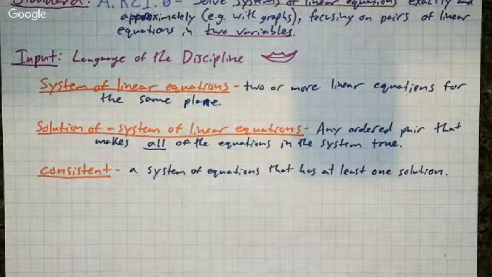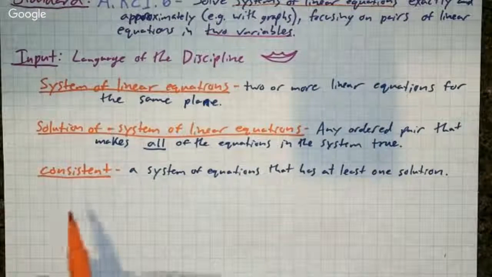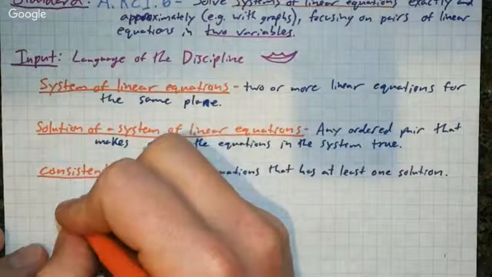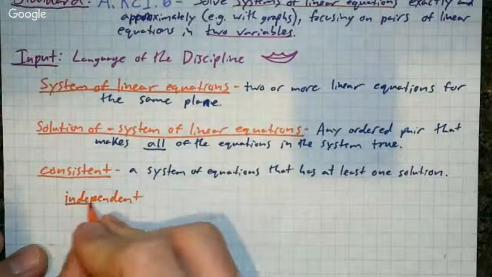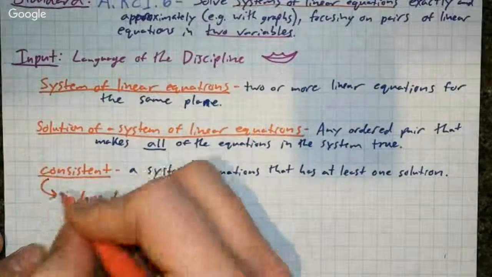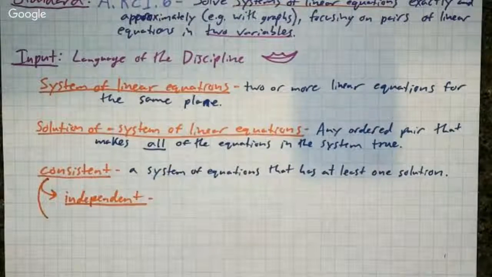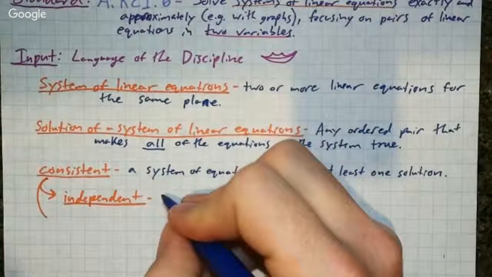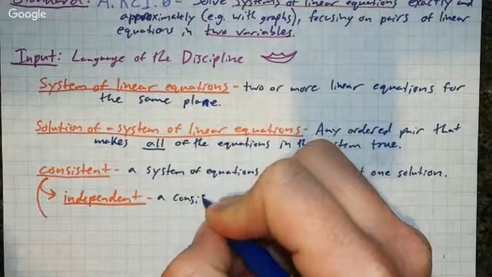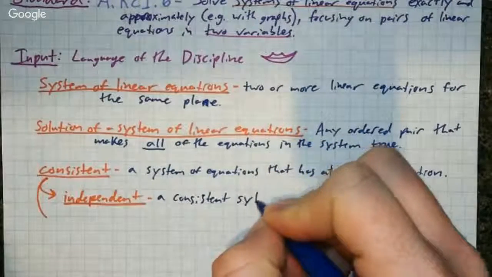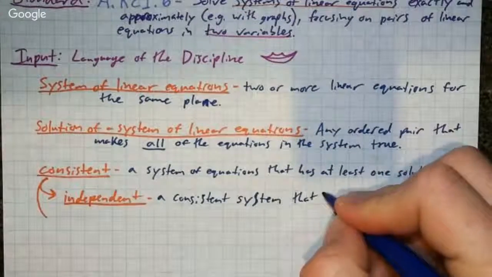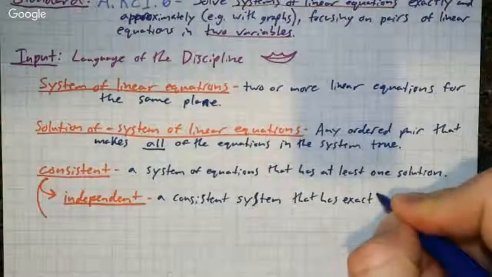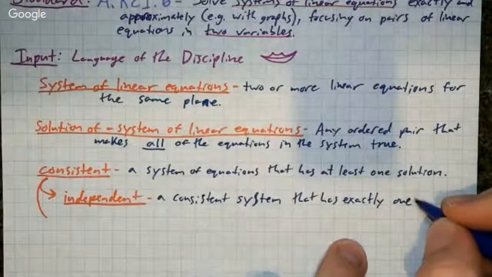Now the next two terms are going to be sort of part of consistent. The first one we're going to do is independent. So I'm going to say this is part of this one, and the next one's going to be part of the next one too. Independent means a consistent system that has exactly one solution.